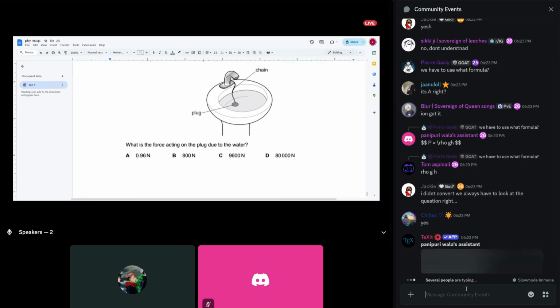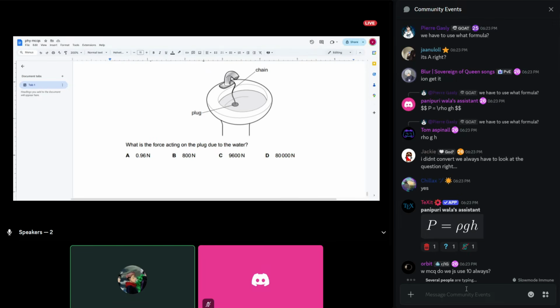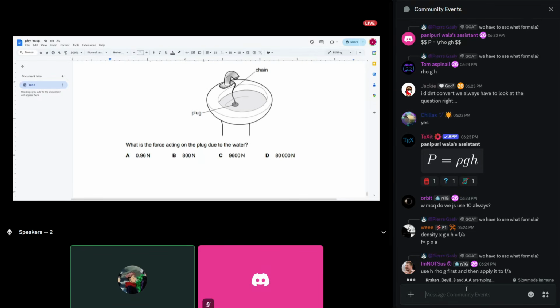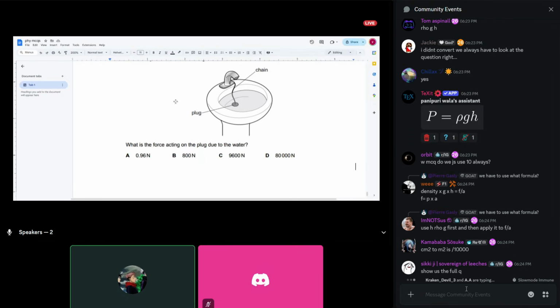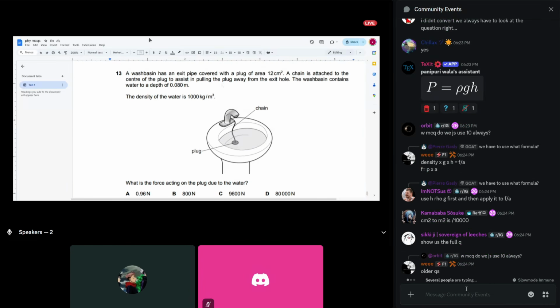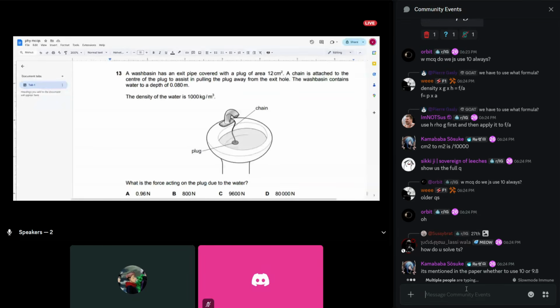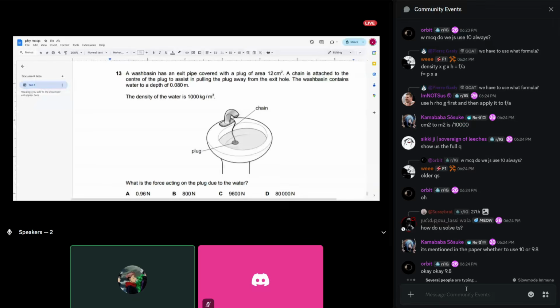It is A. Yes, we always have to look at the question, guys. Please convert. No, guys, please use 9.8 in your exam. Please use 9.8 as gravity. This is a question from before 2023, which is why it uses 10. After 2023, everybody uses 9.8 for gravity. So please use 9.8 for gravity in the exam. I think it's also said on the front page. Yeah, this is the front page. It says to use 9.8.